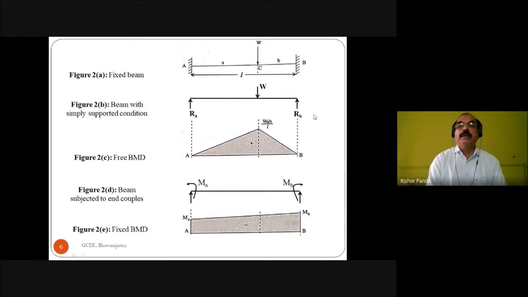Then after knowing the reaction, you can find out the maximum moment at C. How will you find out the moment here? RB into b. RB is your Wa by L into b. Wab by L. So the maximum positive moment at C is equal to Wab by L, and the diagram is a triangular diagram. Triangle.